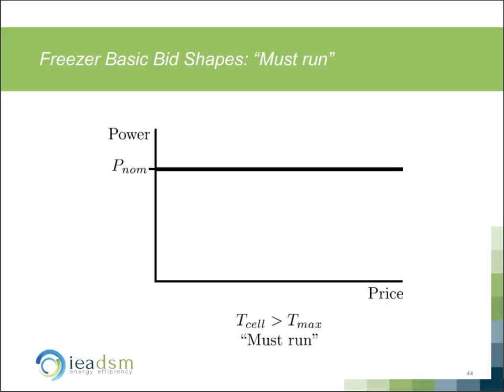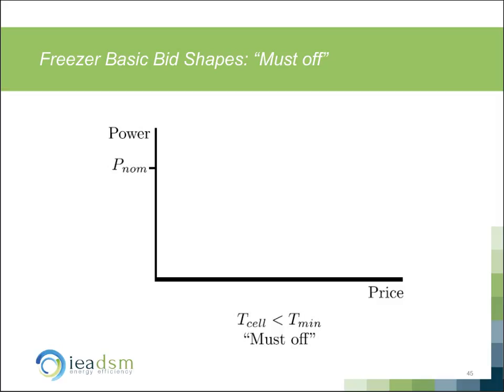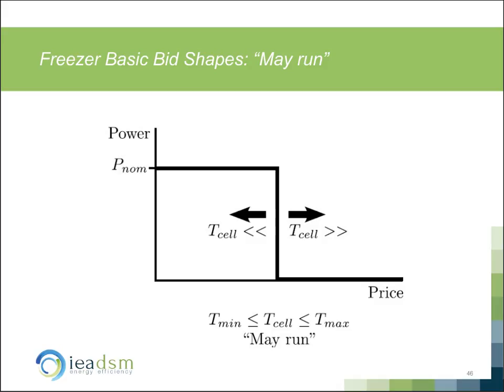So if the temperature is too high for a freezer, that's not a good business case, then at any price in this bid curve, the requested power is the nominal power of the freezer. So as a power matcher agent, this freezer will run at any price. If you look at another point in time when the temperature in the cell is lower than the minimum temperature, then at no price will the freezer buy electricity. And again, if the cell is somewhere in between, it's in a may run status.